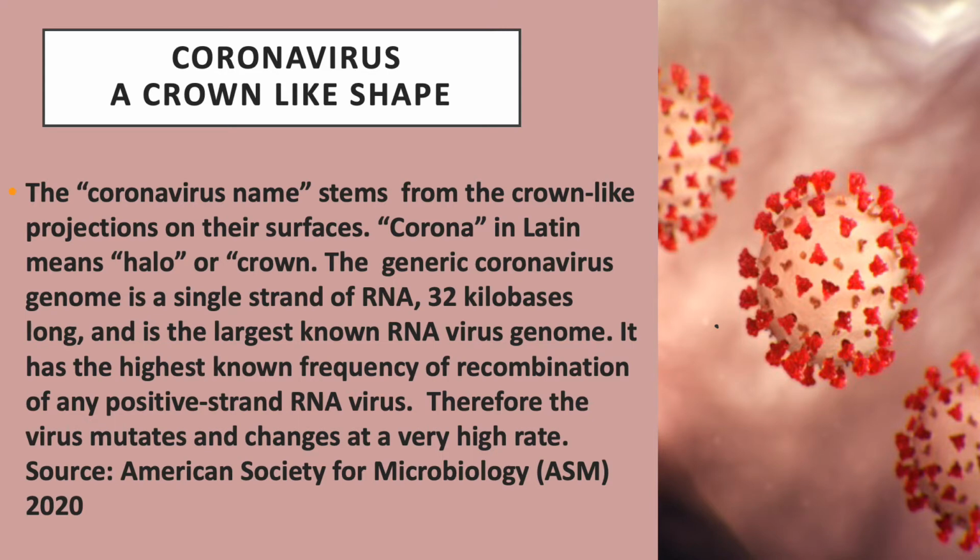The generic coronavirus's genome is a single strand of RNA, ribonucleic acid, 32 kilobases, and it's very long because 1 kilobase is 1,000 bases. So it is the largest known RNA virus genome, and it has the highest known frequency of recombination of any positive strand RNA virus. Therefore, the virus mutates and changes at a very high rate. And this is very important because you notice how rapid the transmission has been with the coronavirus. There is an update every second related to someone that has been diagnosed with the coronavirus.